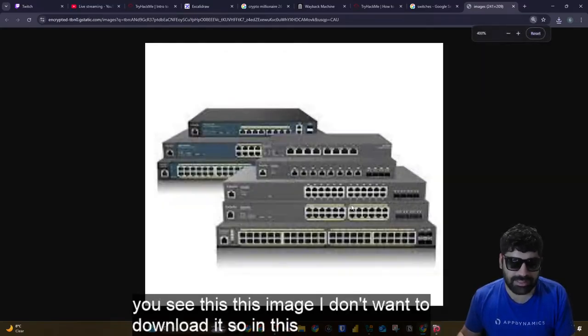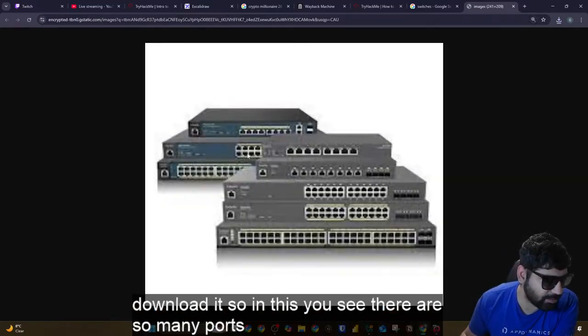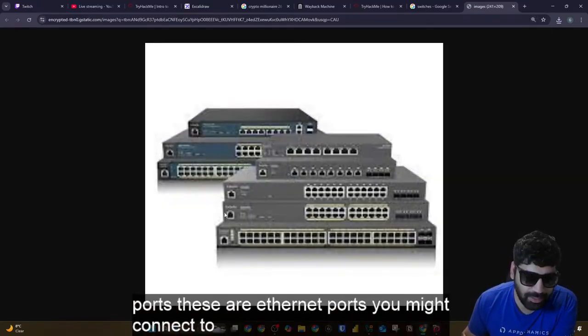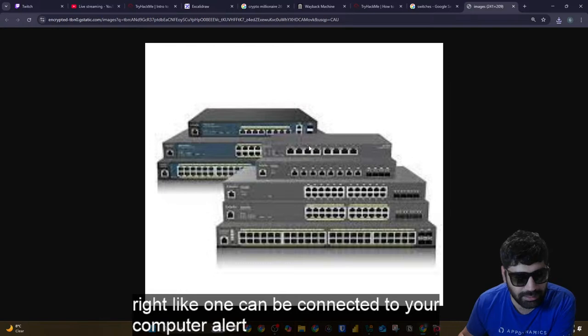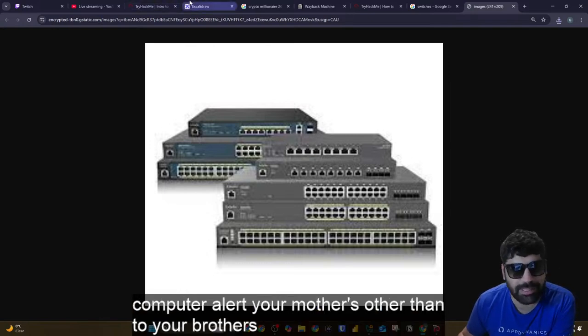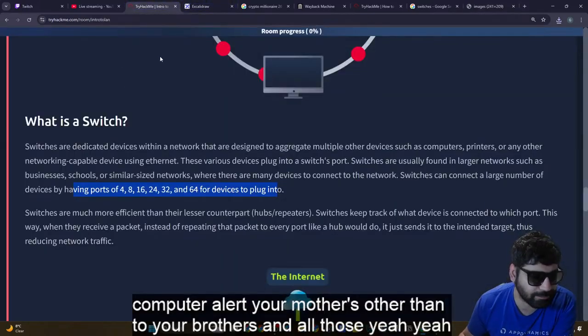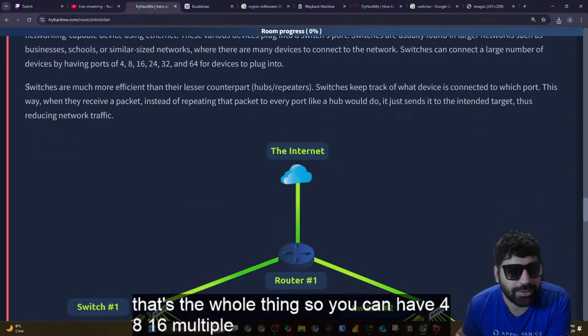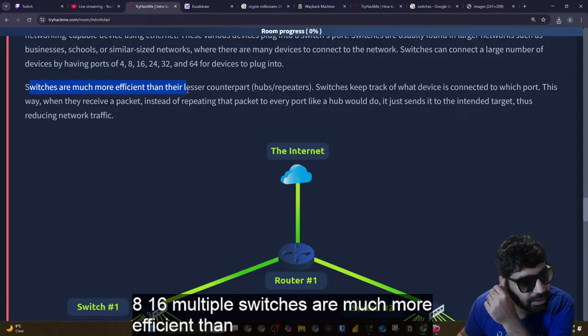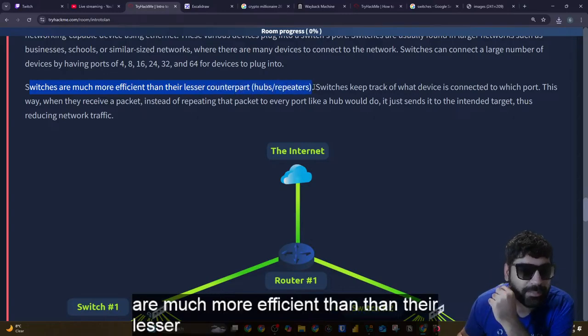So in this, you see there are so many ports. These are Ethernet ports you might connect to and go to various places, right? Like one can be connected to your computer, another to your mother's, then to your brother's, and all those. That's the whole thing. So it can have 4, 8, 16, multiple. Switches are much more efficient than their lesser counterparts, hubs and repeaters.